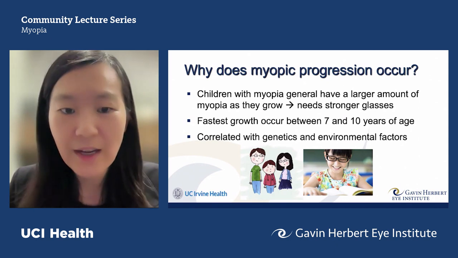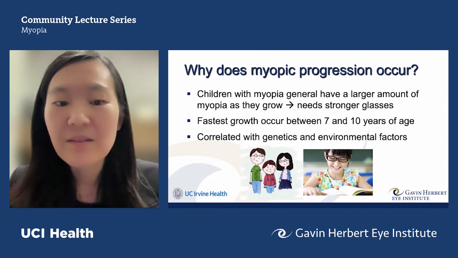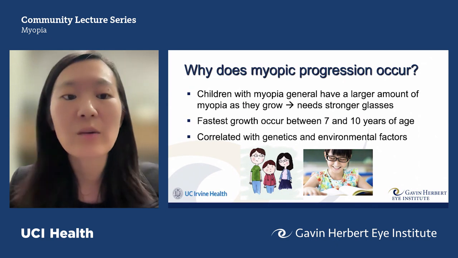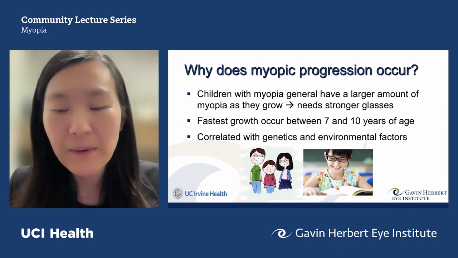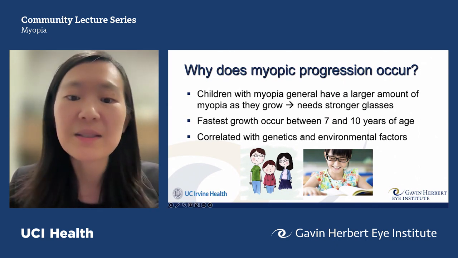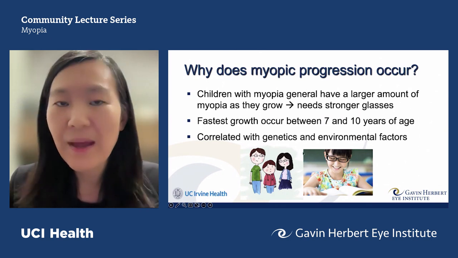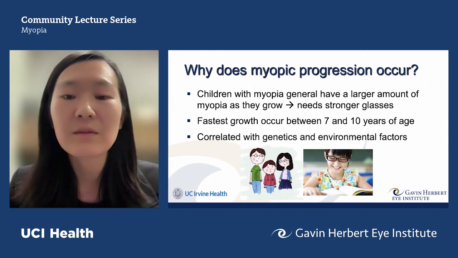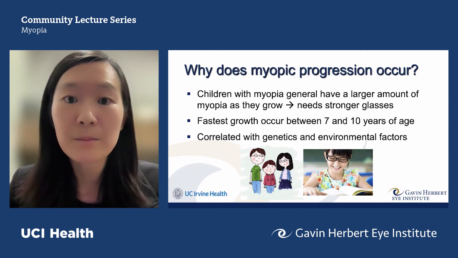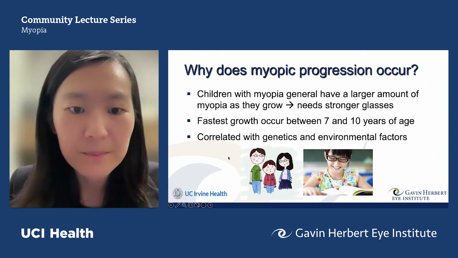And the last correlator is with genetics and environmental factors. Like I said before, if the parents have high myopia, then the child's more likely to have high myopia as well. And if the kid spends a lot of time reading indoors or on the screen, on the iPad, then they have a higher risk of developing myopia or having myopia progress over time as well.